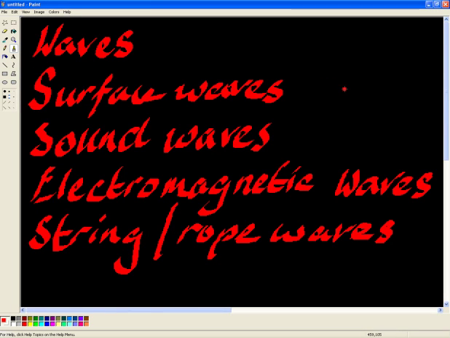This lesson's about waves. If you want to know about global warming, then you really do need to understand a little bit about waves, especially electromagnetic waves, which is how we receive heat from the sun. So we're generally going to have a look at waves, and first of all we're going to start off with surface waves or sea waves, ocean waves.